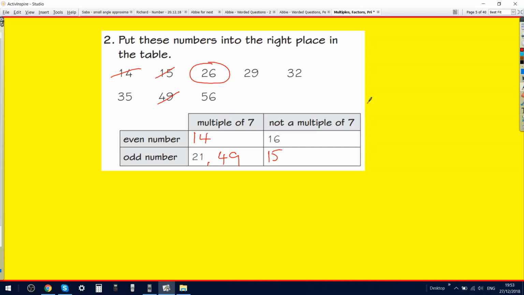What is the 7 times table? Well, up to the first 5, up to 35. So 7, 14, 21, and 28. So is 26 a multiple of 7? No. Wait, no, I got confused then. No. And so, which one does that go in? It goes in the even number, not a multiple of 7 box. Yeah, so there, we've put one in each. I think that's okay.